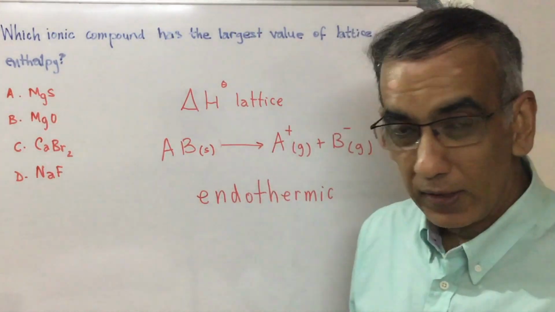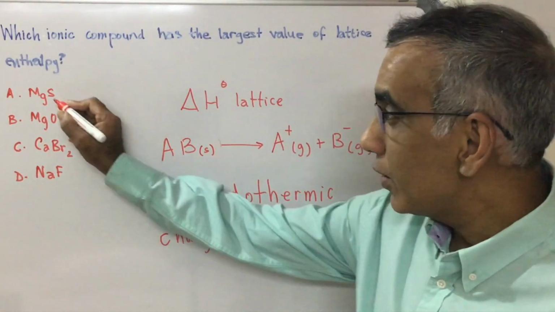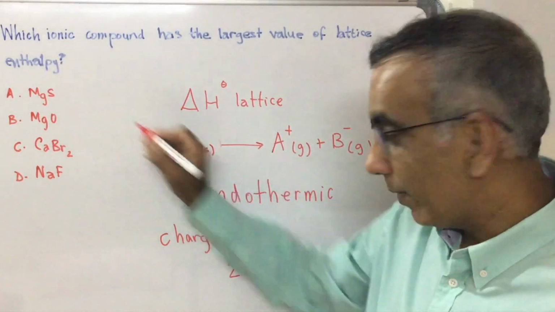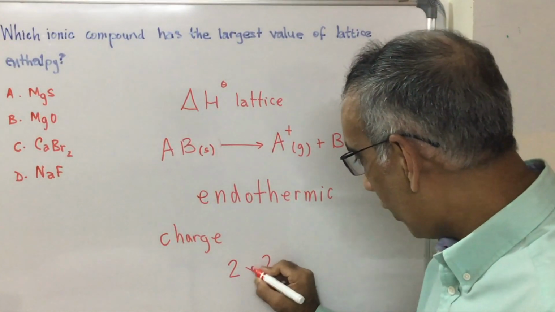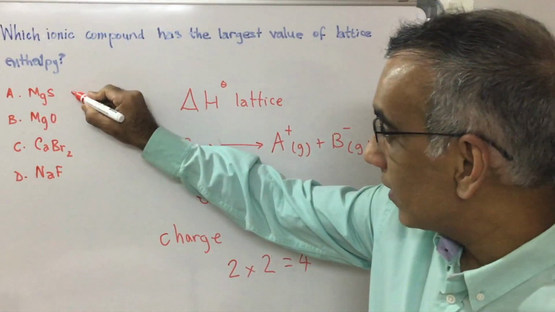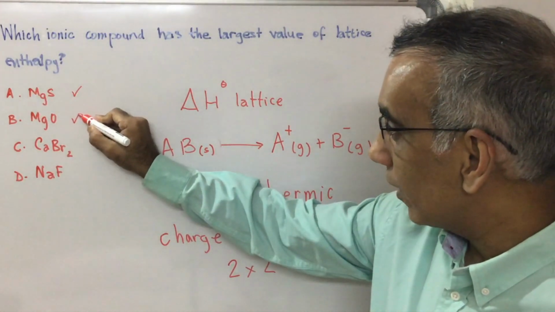The first one to consider is the amount of charge. Here magnesium, which is Mg2 positive, is 2, and sulfur, which is S2 minus, that also is 2. So the product of those charges is 4. So this is quite significant. You do the same calculation here and you'll also get 4.